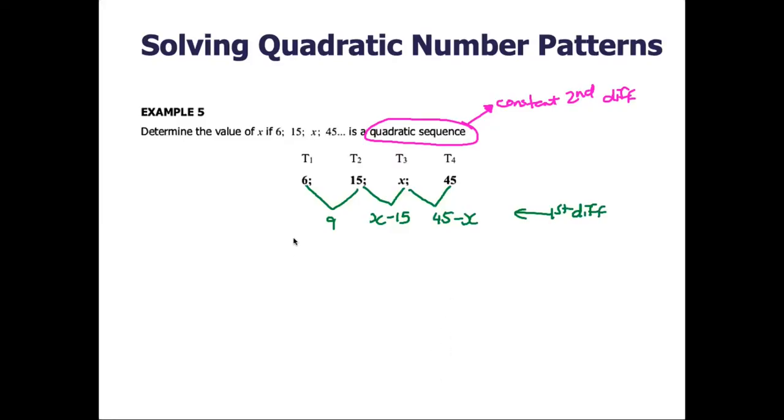Okay, now we want to do second difference. So second difference, we do the same thing. So, okay, x minus 15 minus 9, this term minus the previous term. And we do it again over here. 45 minus x minus 15. And these ones that I've written in pink is our second difference.